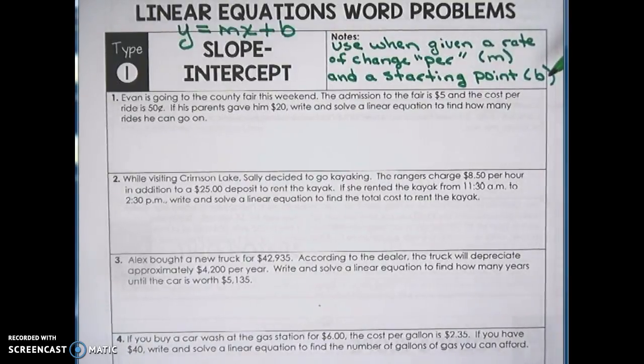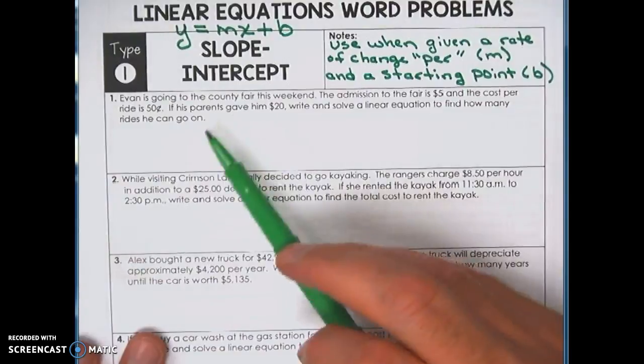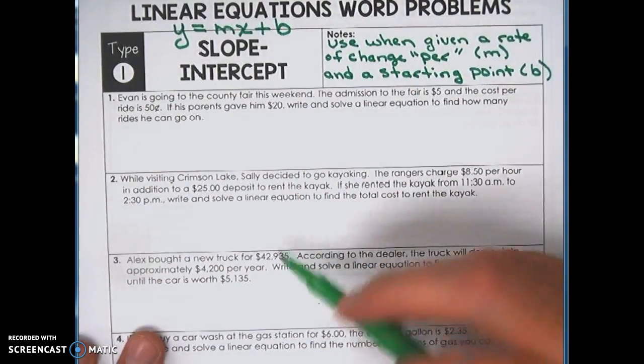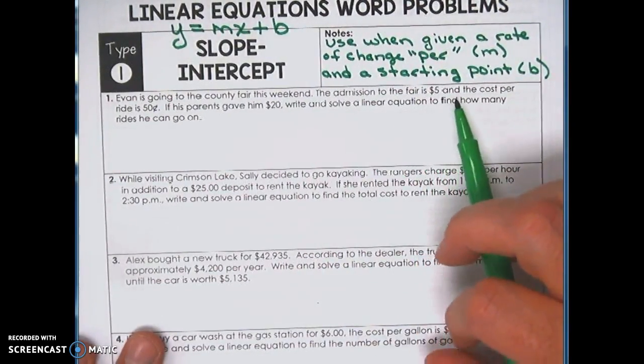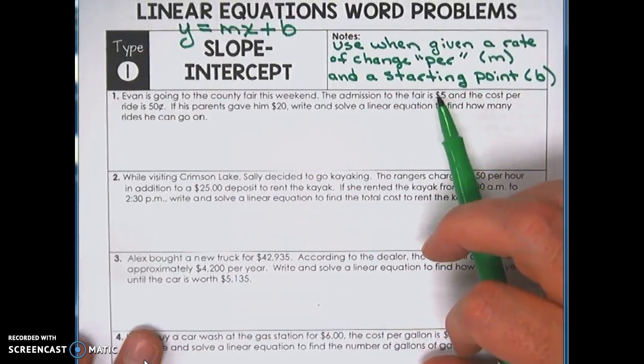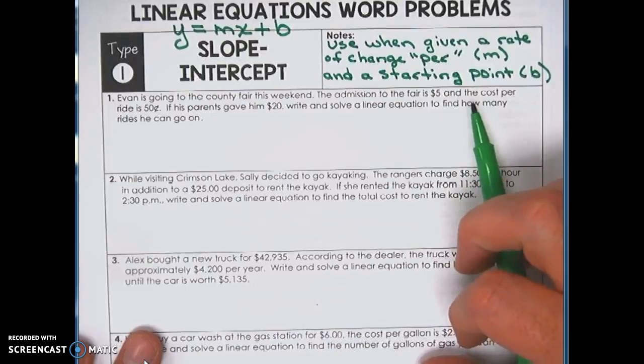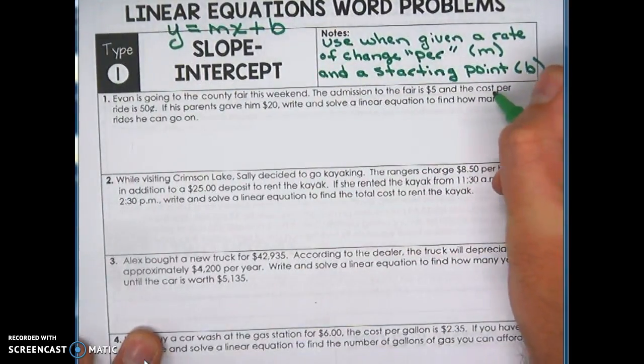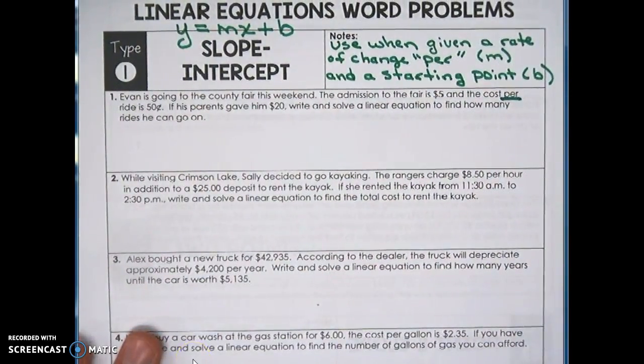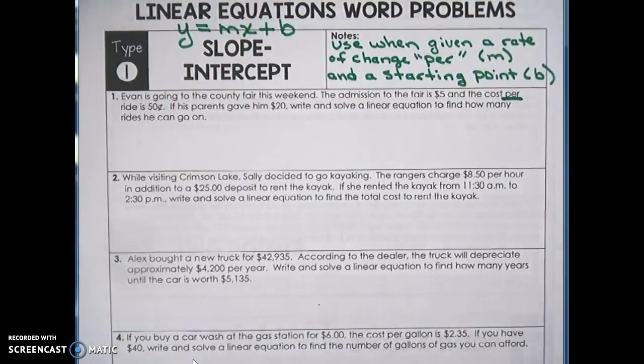So when I read this first problem, it talks about Evan. He's going to the county fair this weekend. So far I can't tell this is a slope-intercept form problem. The admission to the fair is $5, so I know my starting amount is $5, but I still don't know this is a slope-intercept form. And the cost per ride. Now that I see this word per, I know that this is probably a slope-intercept form equation. It says the cost per ride is 50 cents.